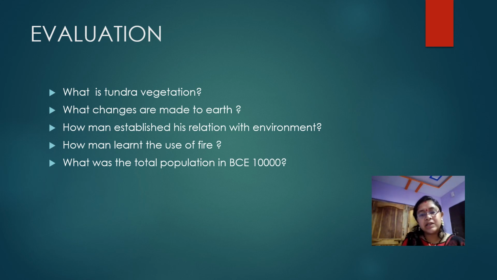So what is tundra vegetation? As I have said, the polar regions are very cold, where natural vegetation is not at all possible. So in the short summer, small shrubs will grow, and that is called tundra vegetation. Okay, and what changes are made to the earth?